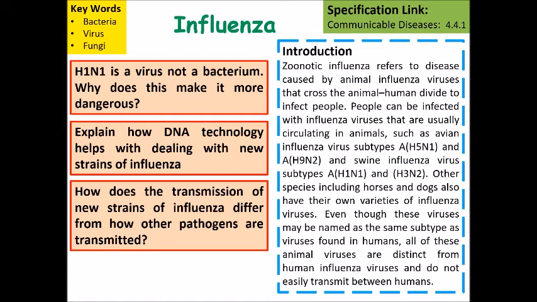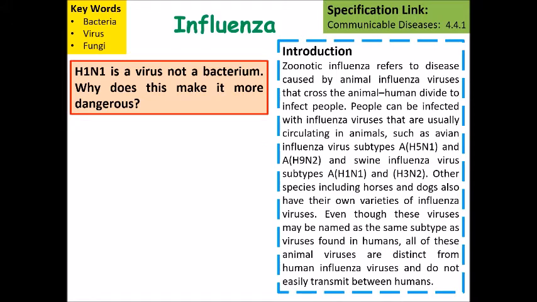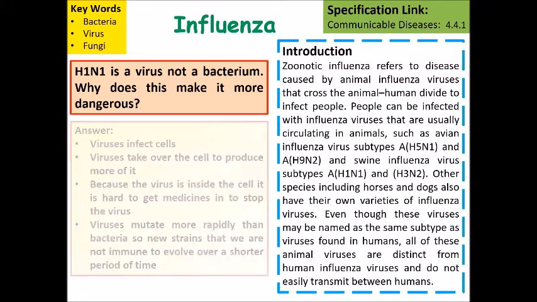Other species, including horses and dogs, also have their own variants of influenza viruses. Even though these viruses are named as the same subtype of virus found in humans, all of these animal viruses are distinct from human influenza viruses and do not transmit easily. H1N1 is a virus, not a bacteria. Why does this make it more dangerous?